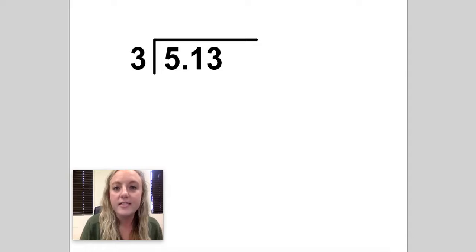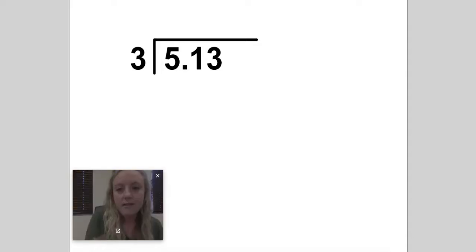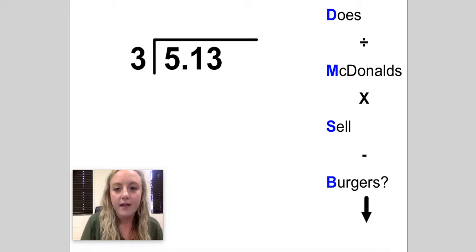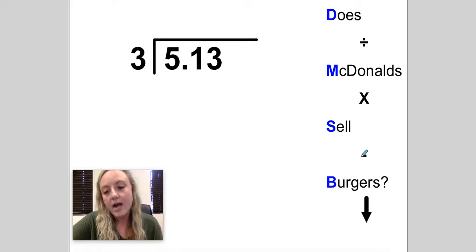We are going to use the standard algorithm for division, and we have a fun little thing that can help us remember those steps. Does McDonald's sell burgers? So this is just a phrase that can help you remember each step in division. You divide, multiply, subtract, and bring down.